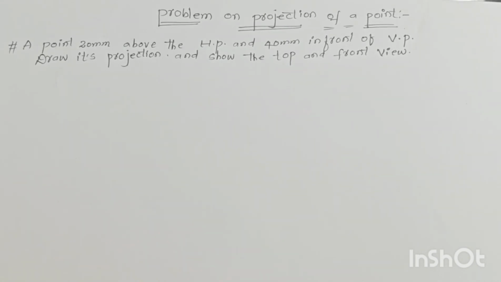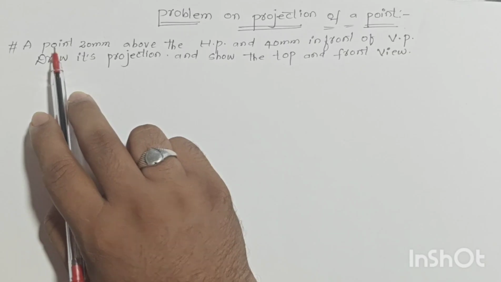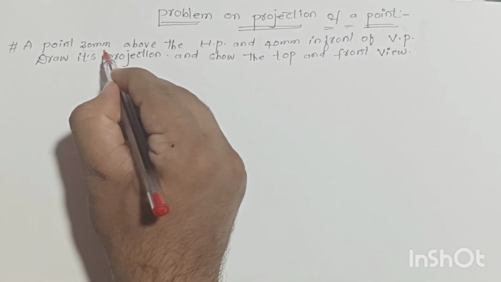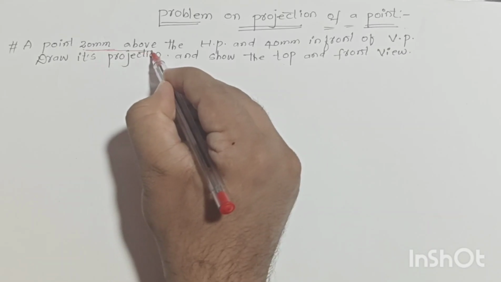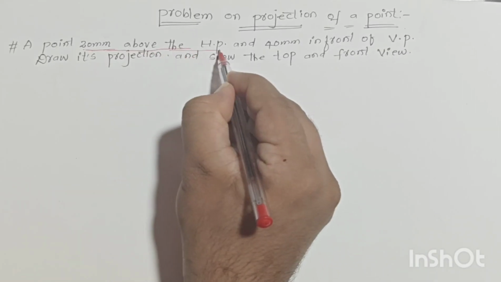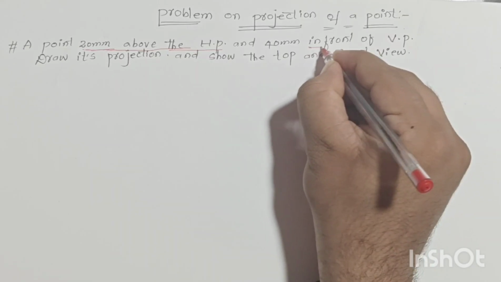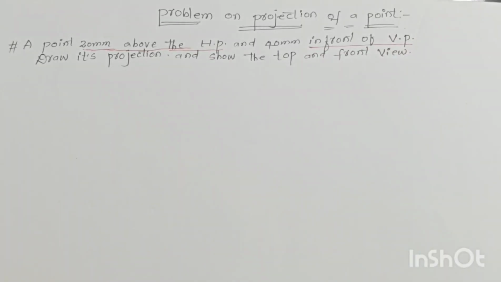Morning, my dear students. Today in these sessions, we are going to discuss the first problem on projections of a point. A point 20 mm above the HP. First underline this word. And 40 mm in front of VP.